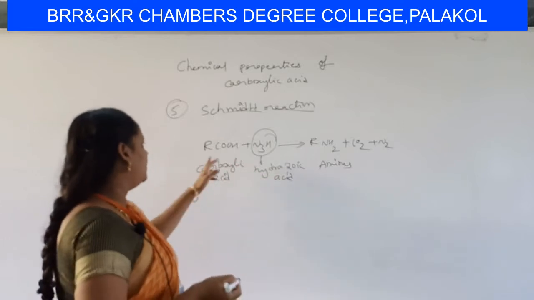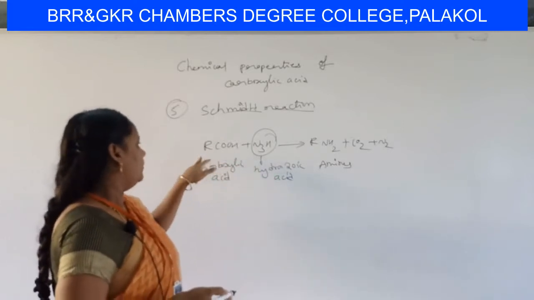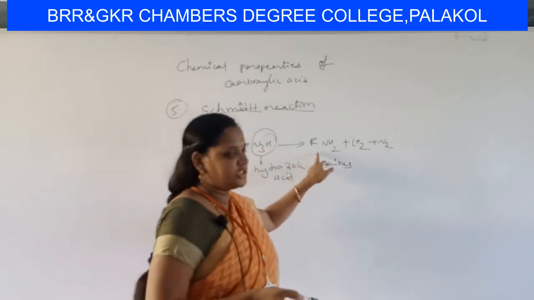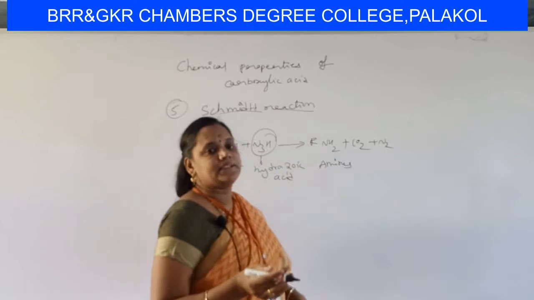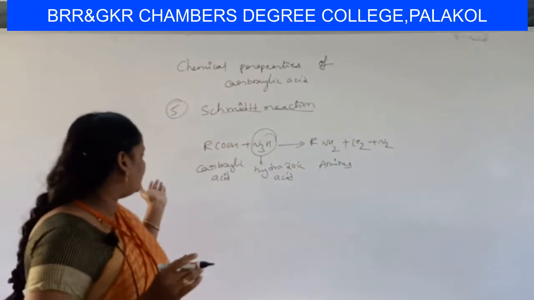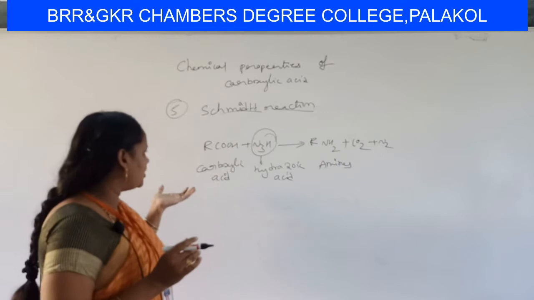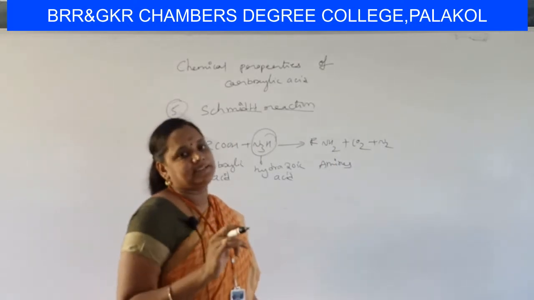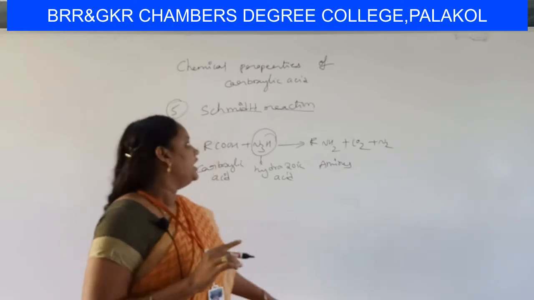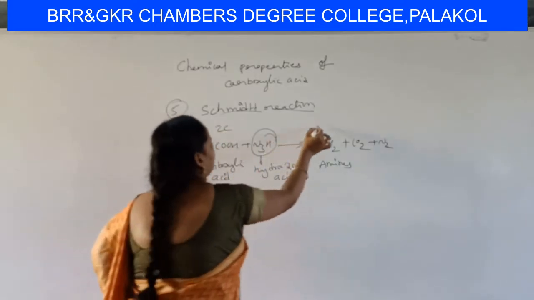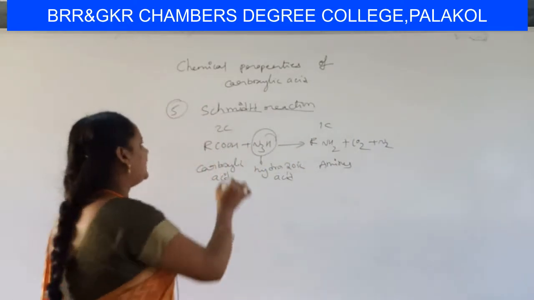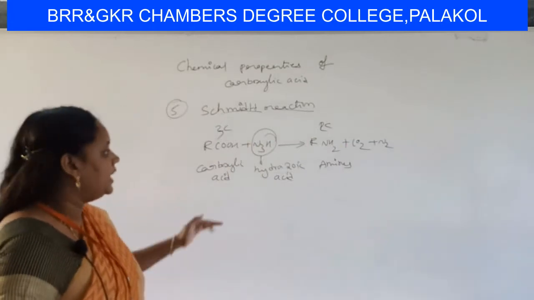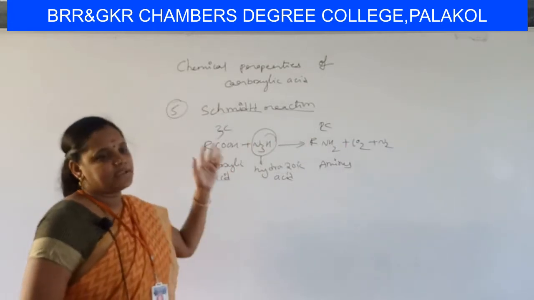If you observe what is happening here, we have taken a carboxylic acid with 2 carbons, but we have come across only 1 carbon. That means the carboxylic acid reactant will convert into the amine with 1 carbon less than the reactant. If you take the reactant with 2 carbons, you will get the product with 1 carbon. If you take 3 carbons, you will get a product with 2 carbons. In this way, we can easily prepare amines from the Schmidt reaction.